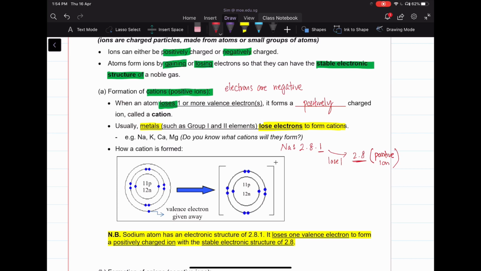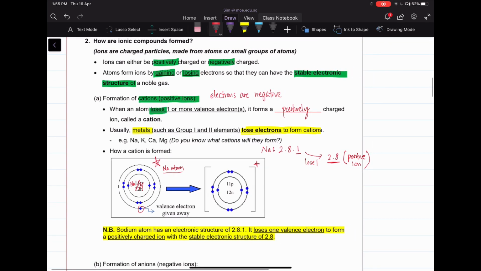So how does it look in a dot and cross diagram? This is how I will draw the structure of a sodium atom. Of course, in the middle you just write Na. So you have the electrons being drawn out, 2.8.1. This is the valence electron, the outermost one. If sodium reacts, you lose this electron and you end up with just 2 shells and you end up with a plus charge. This plus charge here is because you lost one electron.